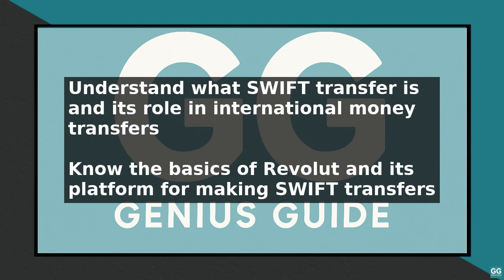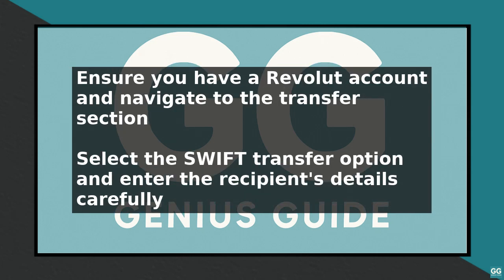The first step to making a Revolut SWIFT transfer is to ensure that you have a Revolut account. If you do not have one, you can easily sign up for free on the Revolut website or mobile app. Once you have a Revolut account, you need to navigate to the transfer section of the app or website. Here, you will see the option to make a SWIFT transfer.